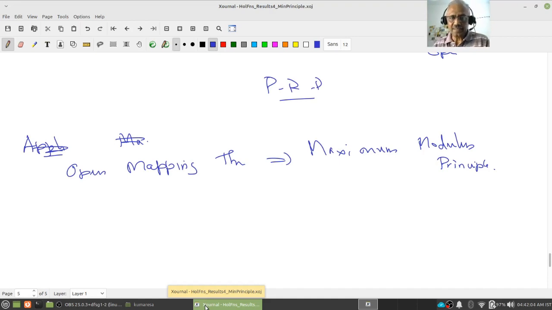In fact, for modern people who have a lot more topology in our blood, open mapping theorem actually explains the maximum modulus principle.